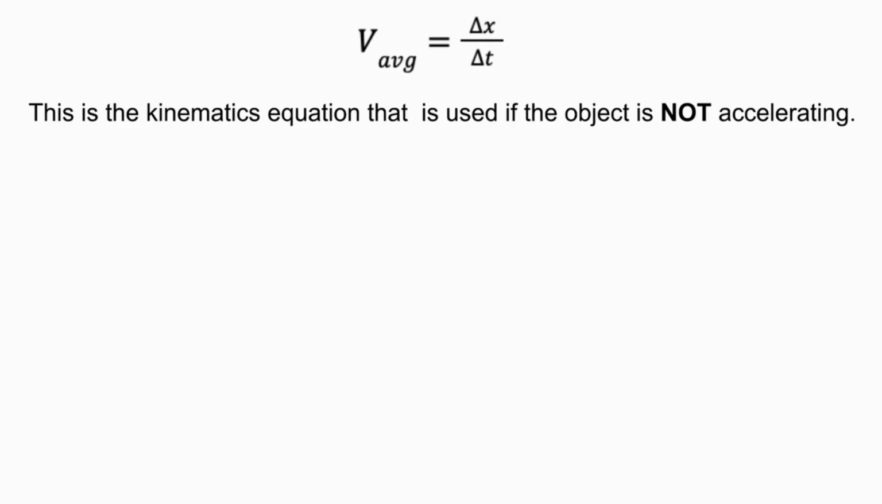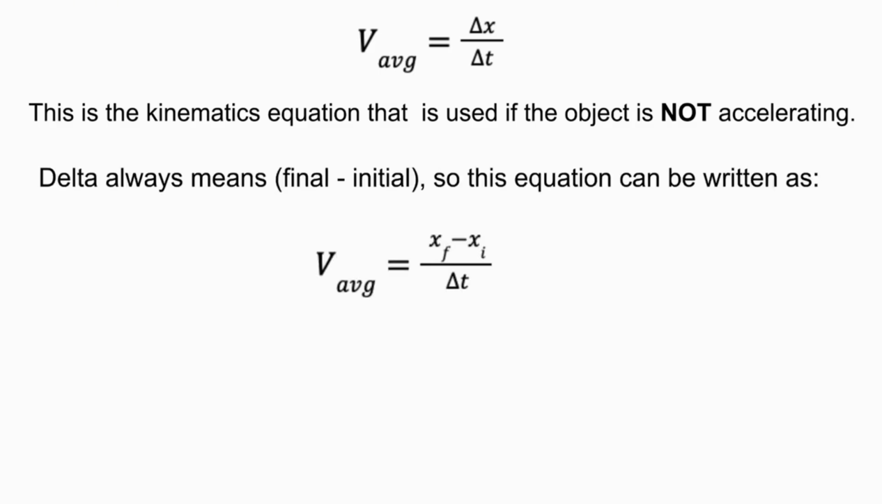Let me say that again. This equation, v average, cannot be used if the object is accelerating because it only works if the average velocity stays constant, which means it's not accelerating. Now, that will happen a lot in AP Physics, especially when we're dealing with ballistic problems, which we'll look at in our next video, but just please keep in mind, don't try to use this for motion that is accelerating.